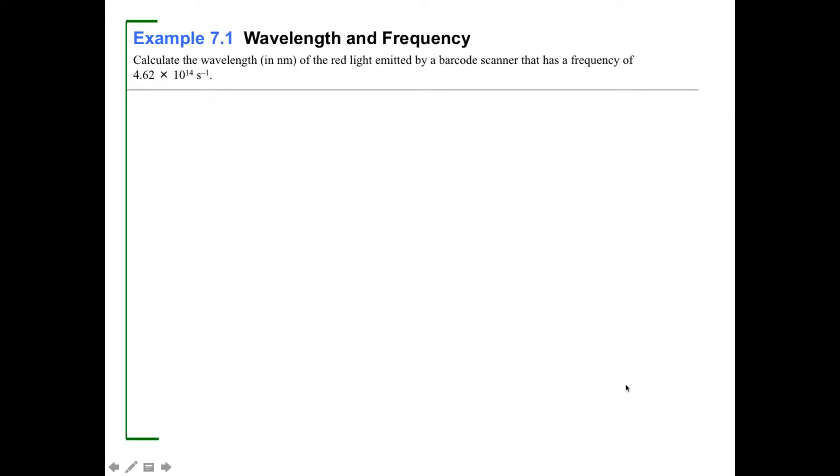All right, so calculate the wavelength in nanometers of red light emitted by a barcode scanner. Can you give me a calculator, please? Yes, sir. Thank you. Calculate the wavelength in nanometers of red light emitted by a barcode scanner that has a frequency of such and such.